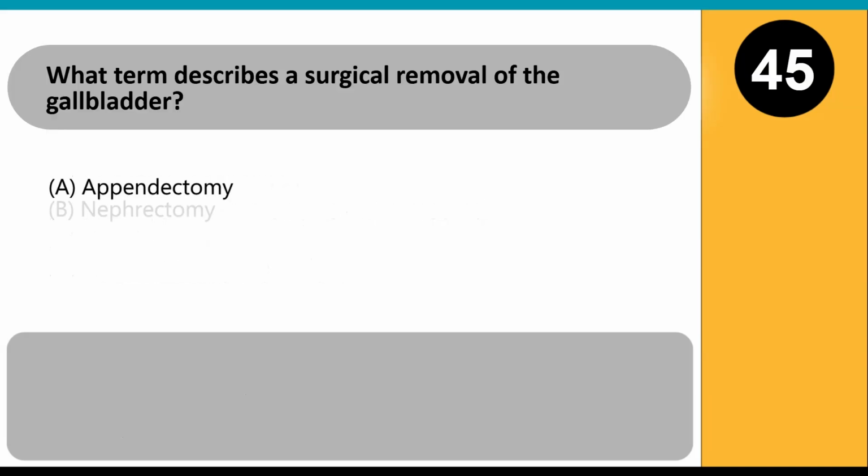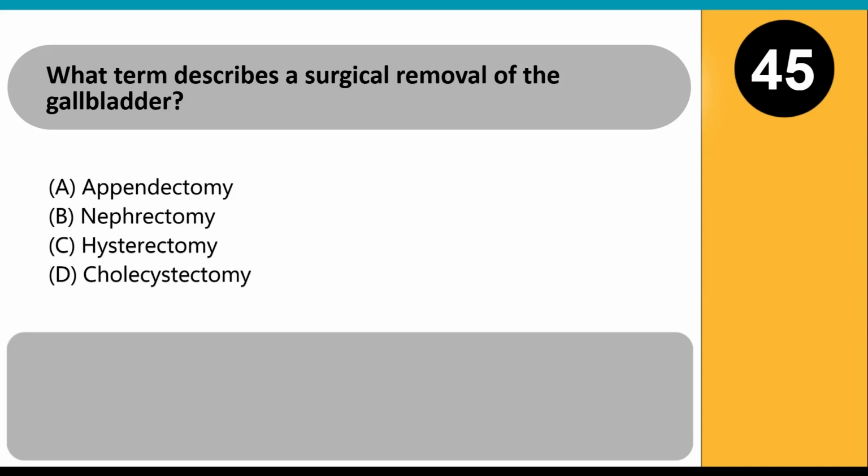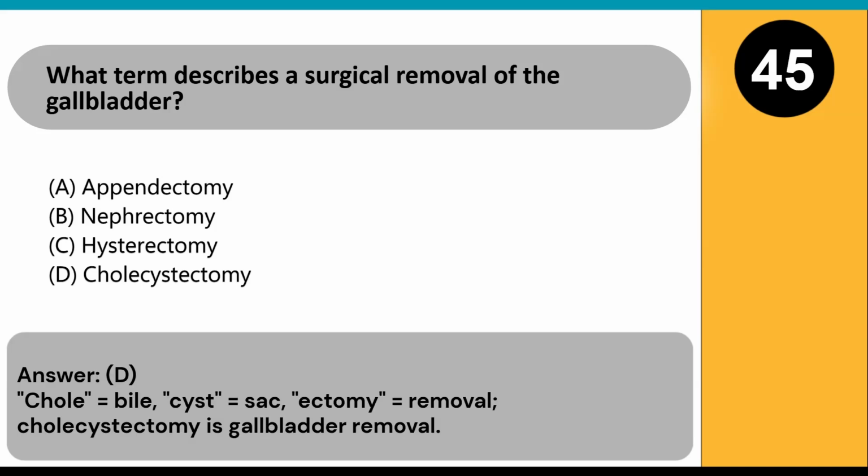What term describes a surgical removal of the gallbladder? A. Appendectomy. B. Nephrectomy. C. Hysterectomy. D. Cholecystectomy. Answer D. Chole equals bile, cyst equals sac, ectomy equals removal. Cholecystectomy is gallbladder removal.